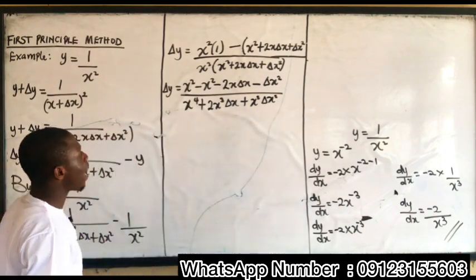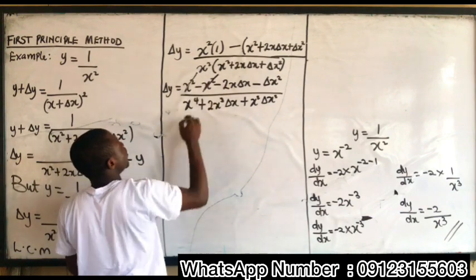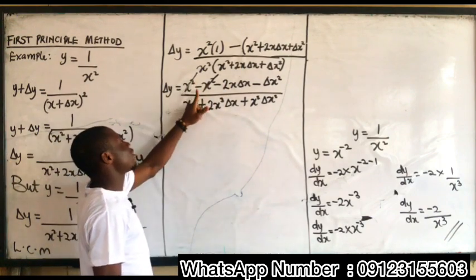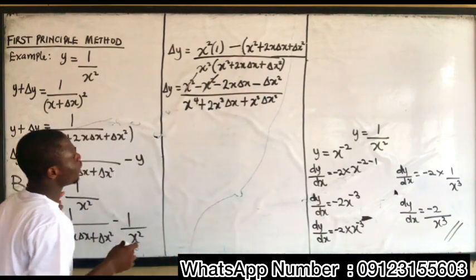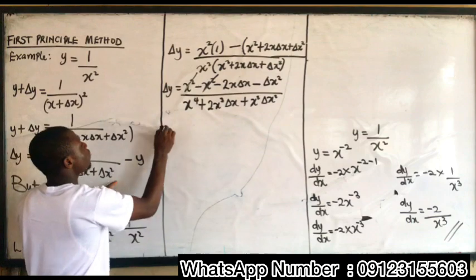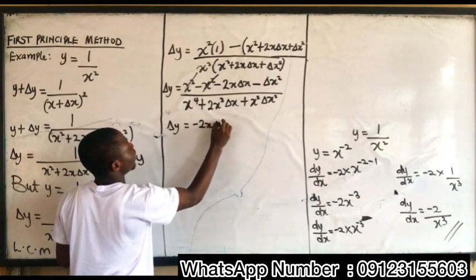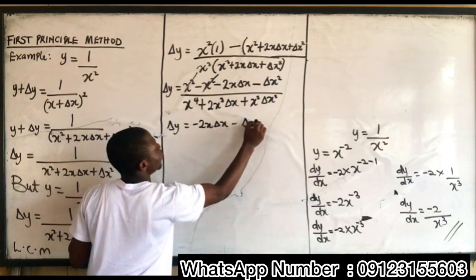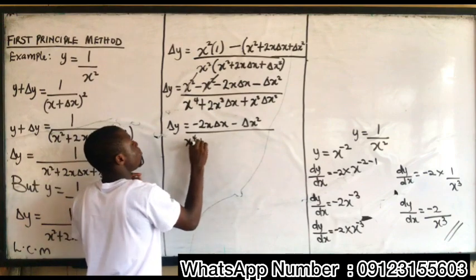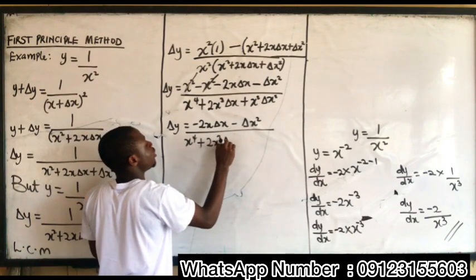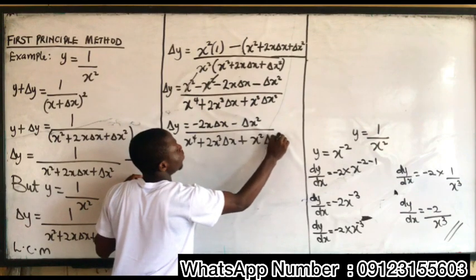So what do I do at this point? The plus 2x squared cancels the minus 2x squared. That's off. Right? So what do I do at this section? I have change in y equal to minus 2x change in x minus change in x squared, over x to the power 4 plus 2x cubed change in x plus x squared change in x squared.